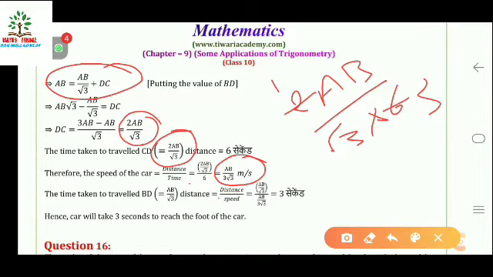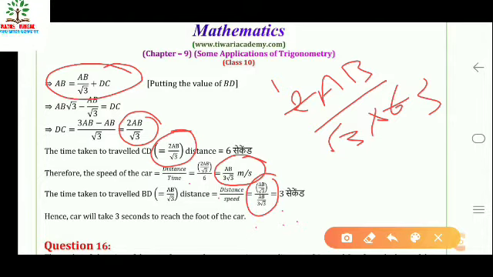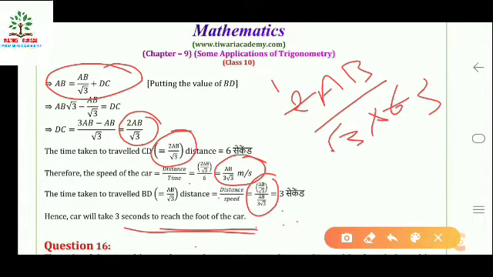So the time taken to travel BD, where BD is AB over root 3, is distance upon speed, which is equal to 3 seconds. So we get AB over root 3 divided by AB over 3 root 3 is equal to 3 seconds. We are just putting in the values from these equations, so the result will be 3 seconds, which is the answer.